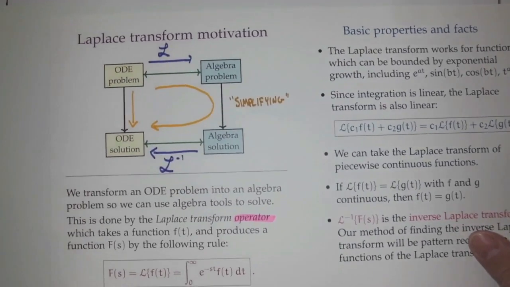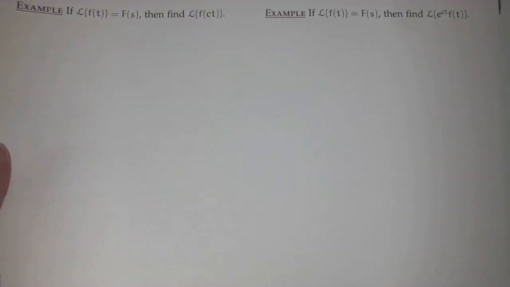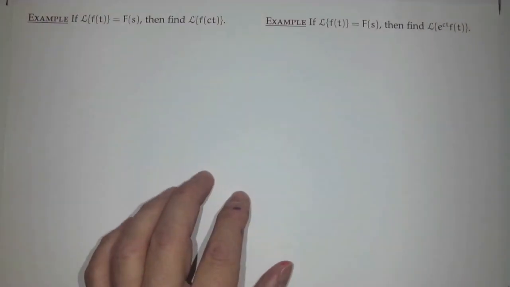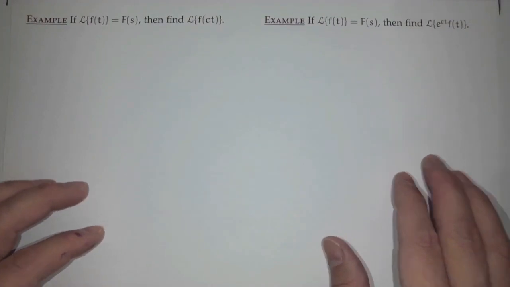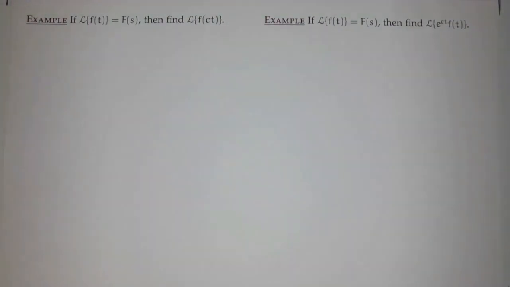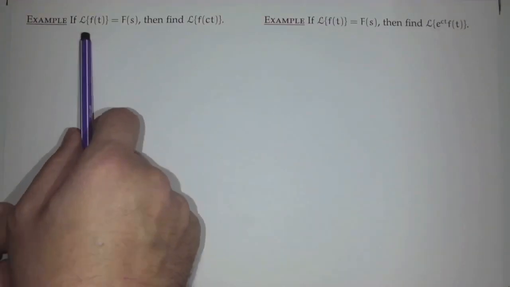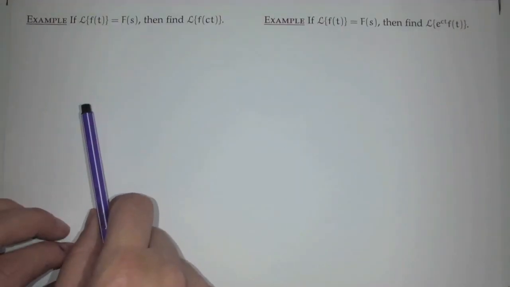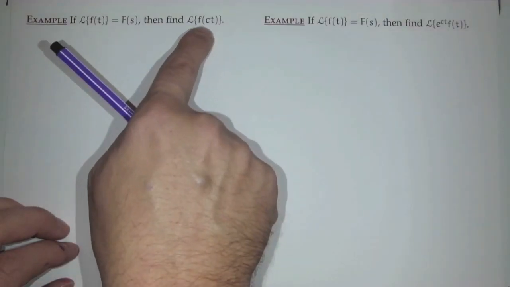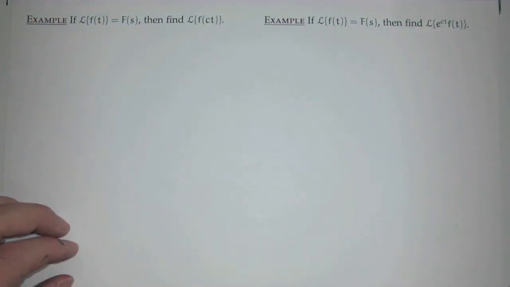All right, good. Then let's begin. So we'll start with some very general results here. Not worrying about specific functions, but these are rules. The first one says, suppose I have the Laplace transform of f(t) is F(s). What happens if I scale the inside? So I multiply c times t.